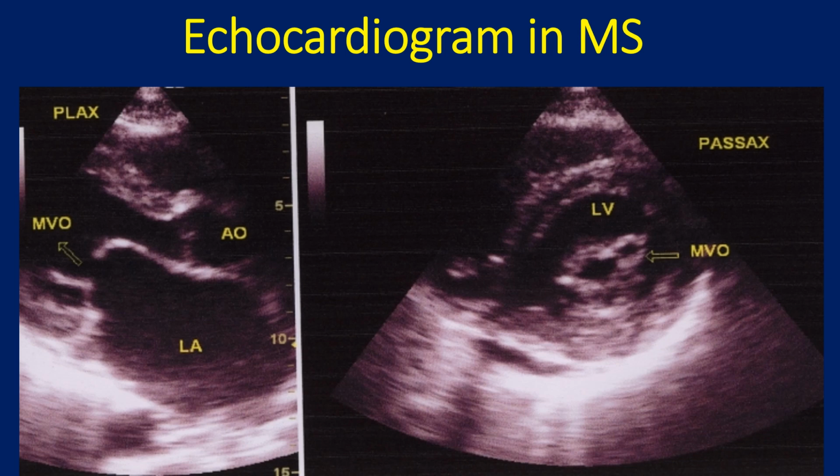Paradoxical movement of the posterior mitral leaflet is also visible. Normally, the posterior mitral leaflet moves posteriorly in diastole. Here there is a paradoxical anterior movement due to commissural fusion. Left atrium is dilated. Left panel shows the parasternal short axis view.